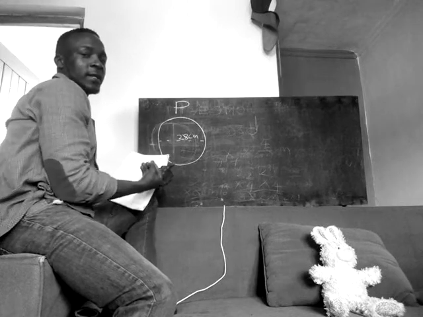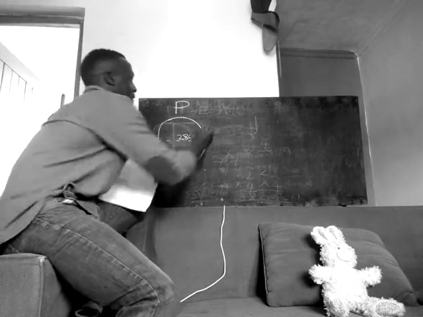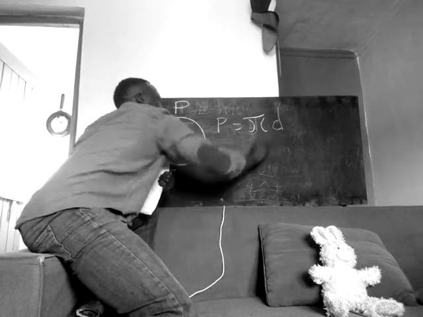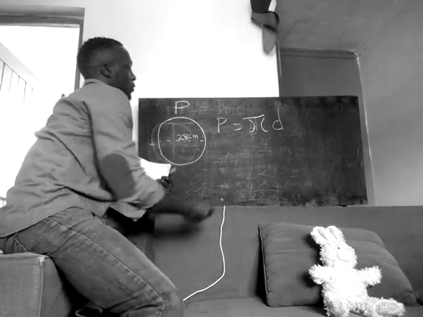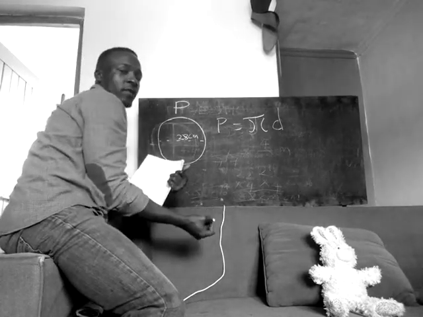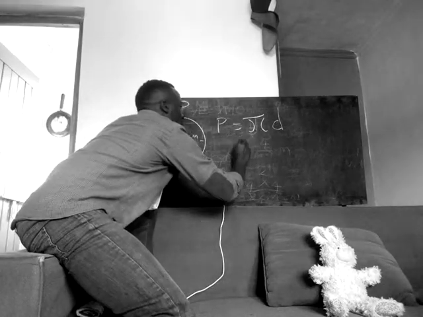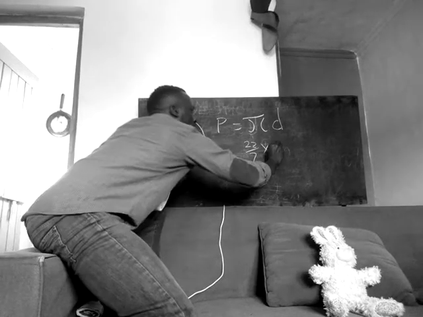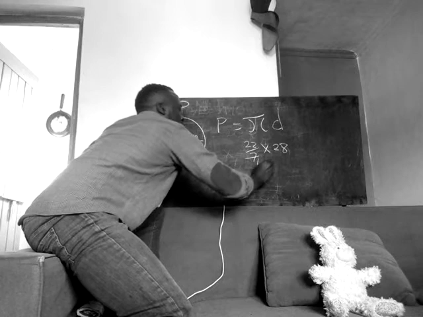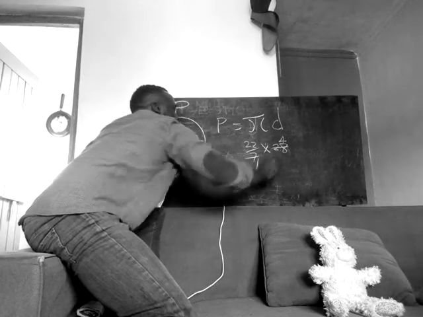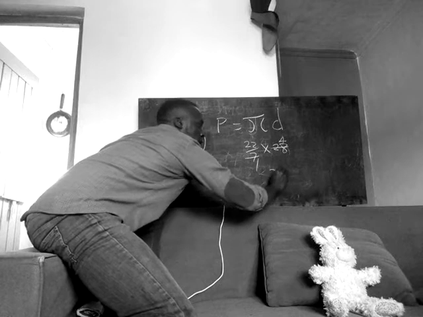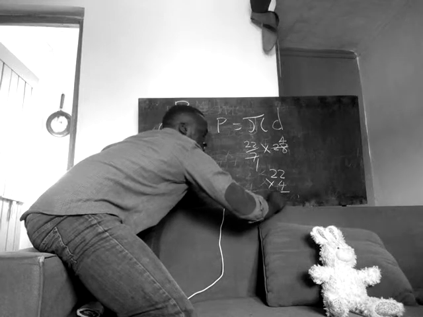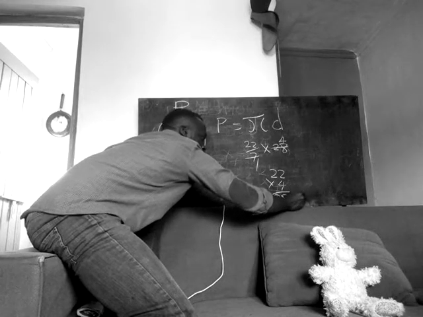The formula for finding the perimeter of a circle is pi times diameter. So let us take 22/7 to be our pi today. So our pi is going to be 22/7 times the diameter, which is 28. 7 goes into 28 four times. Class, 22 times 4 is 88. So 88 centimeters, okay?